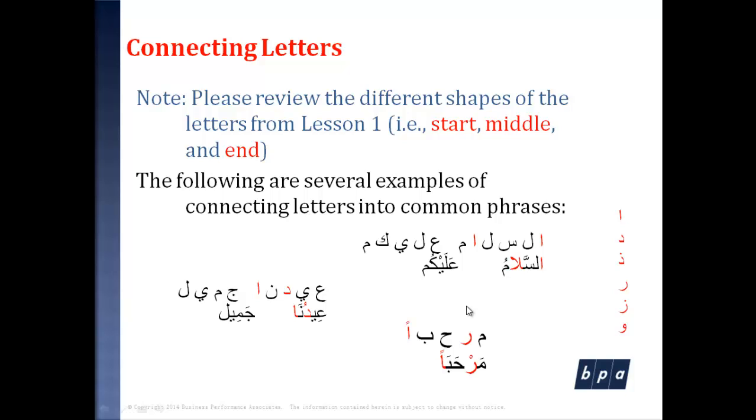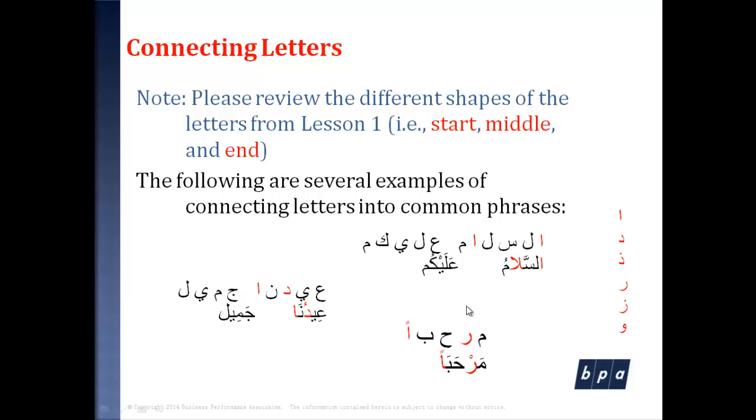Here we have several examples of connecting letters into common phrases. We kept the letters Alif, Dal, Dhal, Ra, Zai, and Waw that do not connect to the letters after them as a reminder. In the first line of each phrase, we've shown the letters separate and in their original form. In the second line, we've connected the letters with some vocalization to assist in the reading. We have 3 different phrases here.